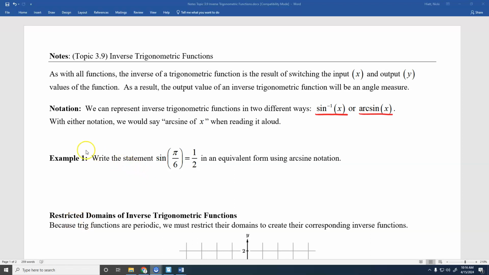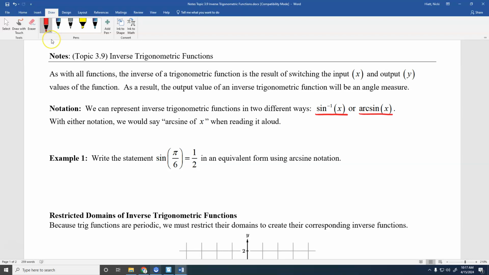Okay, so whenever we write the statement sine of pi over 6 equals 1/2, it asks us to write an equivalent form using arc sine. So I like to think about this as I would for solving equations.